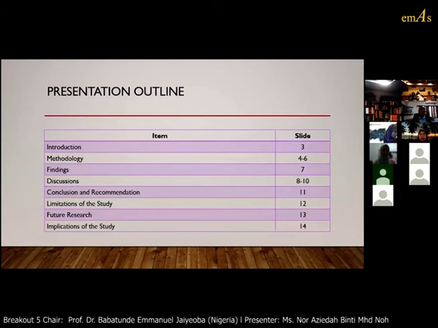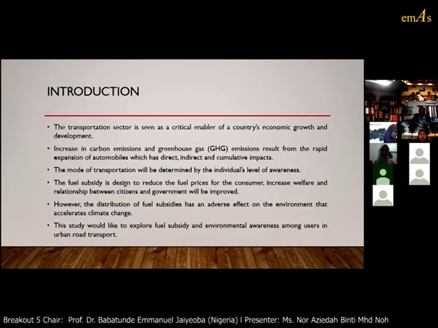Okay, the introduction. The transportation sector nowadays is seen as a critical enabler of the country's economic growth and development. It aided the socio-economic benefit and also wide development in both rural and urban areas. This caused the rapid growth in road transport sector. Unfortunately, the rapid growth in transportation sector might increase the carbon emissions and also greenhouse gas emissions.